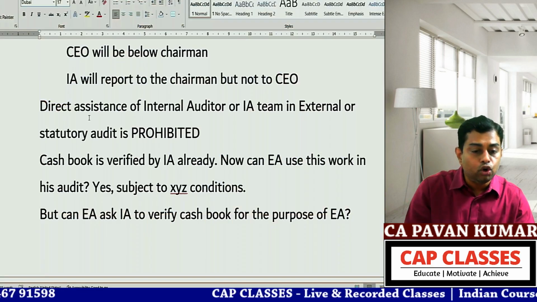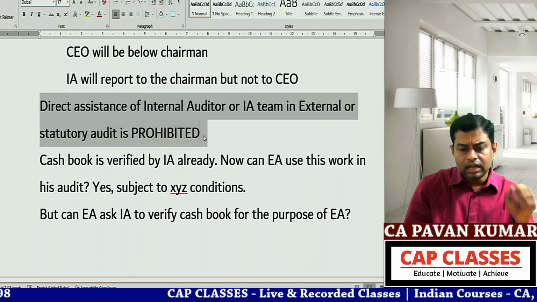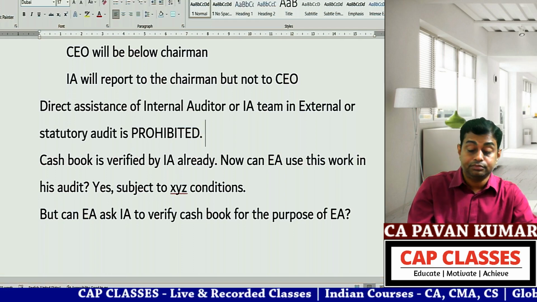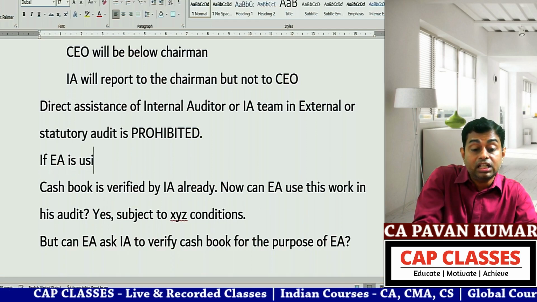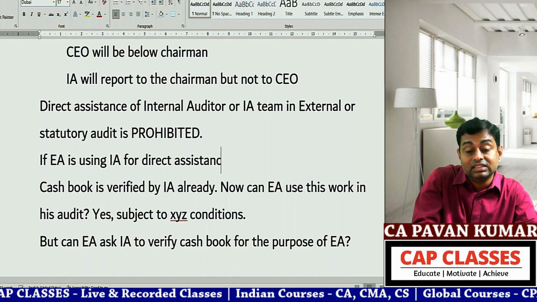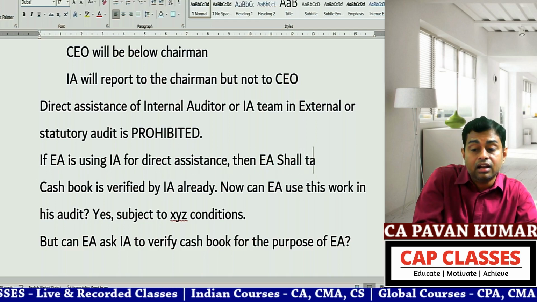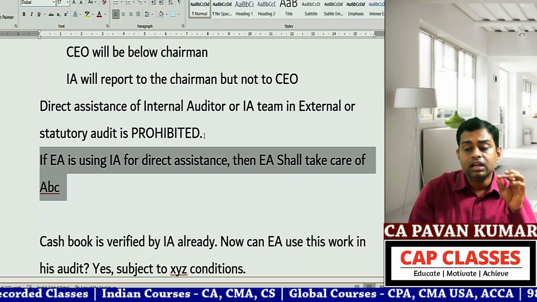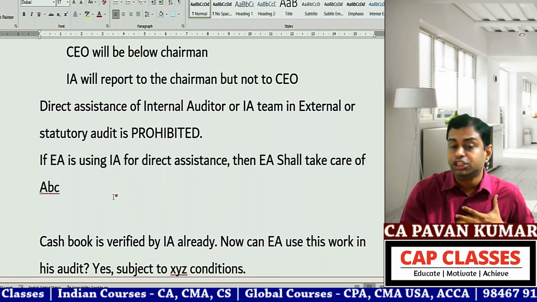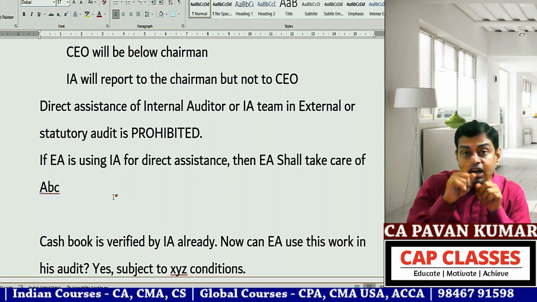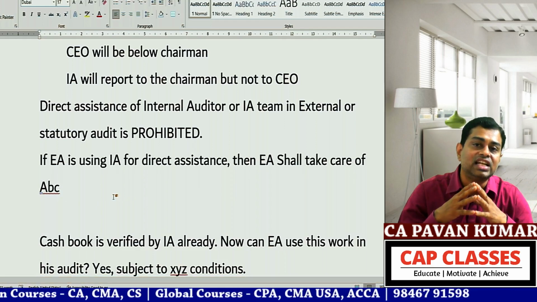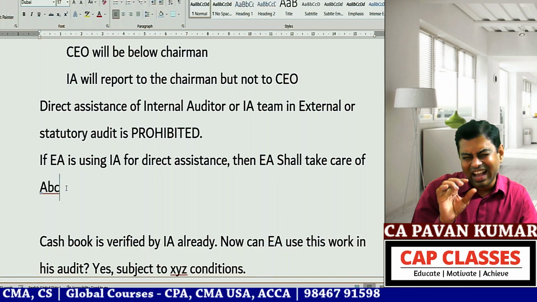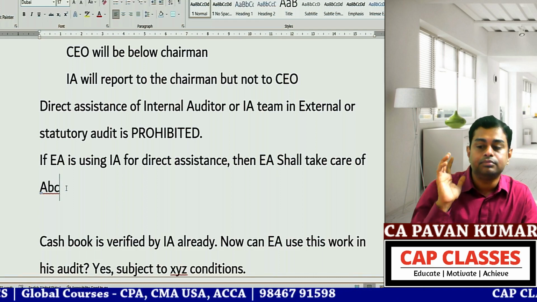So this UK law we told, no, direct assistance. In India, there is one, what we call, twisted provision. If the external auditor is using the internal auditor for direct assistance, then the external auditor shall take care of ABC. That means do something and then you can use. So this is one sentence where personally I am not happy. It should not be given like this. But strictly if you read the law, the ICAI pronouncements and guidance notes, indirectly they are saying, dear external auditor, you can use the internal auditor directly.